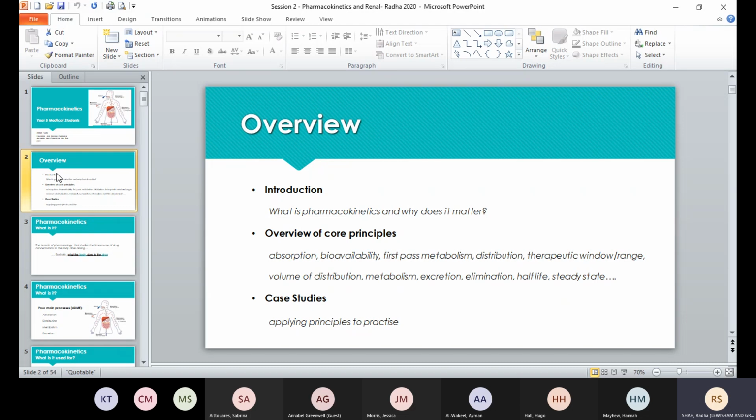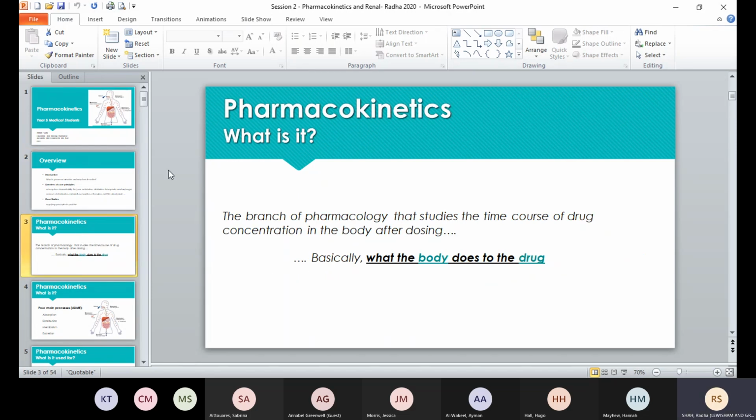The core principles of pharmacokinetics is what I'll be talking about. Those are things like absorption, bioavailability, first-pass metabolism, distribution, volume of distribution, metabolism, things like half-life and steady state. These terms, if you're not already familiar with them, will become more familiar as we go through the session. And then using the worksheets that I sent beforehand, we'll be doing some case studies later. So firstly, I'll just talk about what pharmacokinetics is.